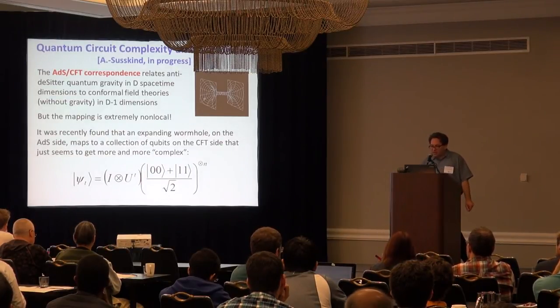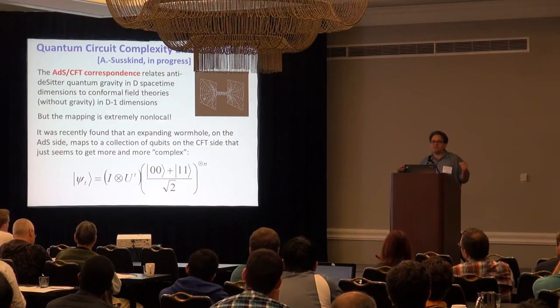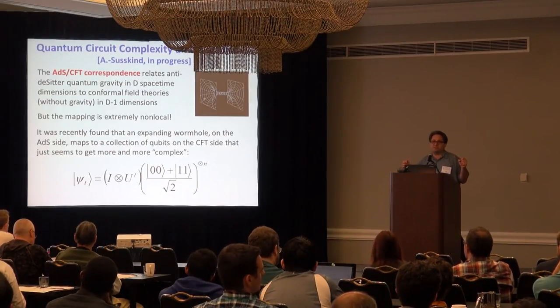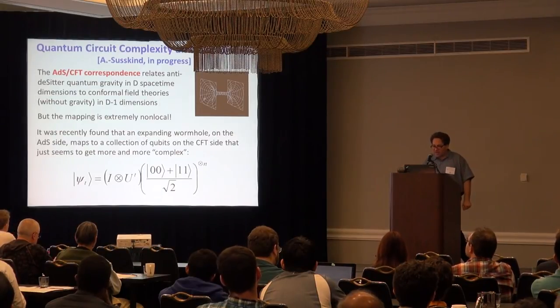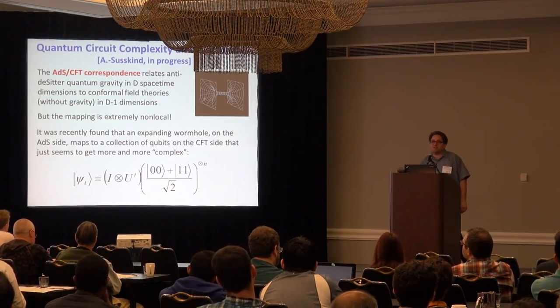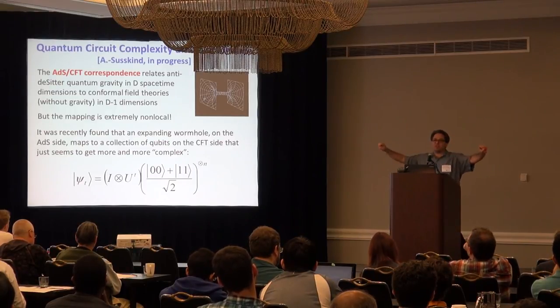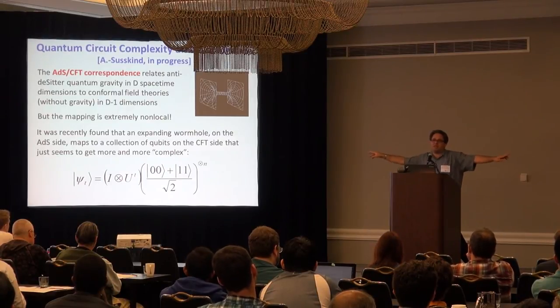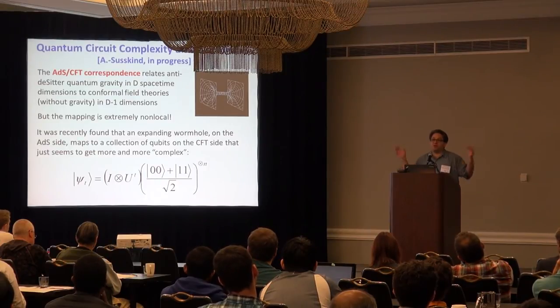But now let's say that you take some system on the AdS side, like two regions of space that are connected only by a wormhole. Classical GR basically predicts in such a case that this wormhole is just going to get longer and longer without limit. Depending on which coordinates you work in, it will either get longer forever or it will pinch off after some finite time.